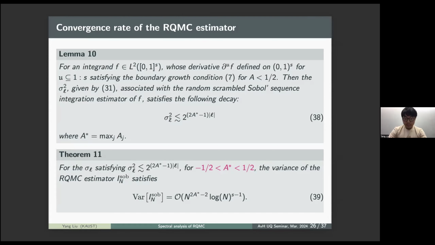With this in hand, you can derive the variance of the Sobol sequence estimator, given by n to the 2A star minus 2 times some log factor. In the proof, I cannot get anything if A star is not in the range of minus 1/2 to 1/2. So currently we cannot prove anything where the variance is faster than n to the minus 3 times a log factor.